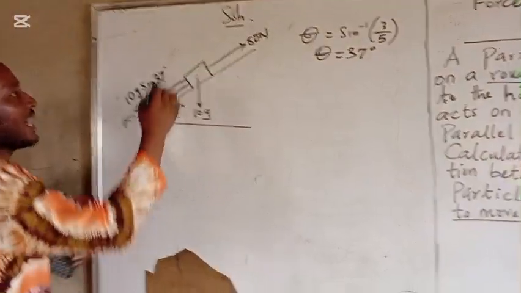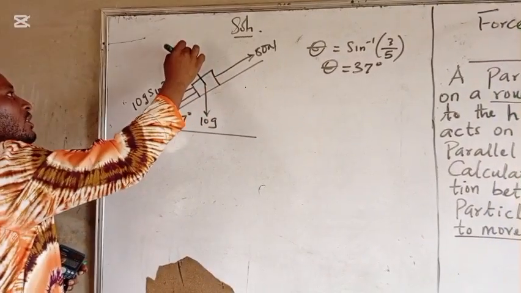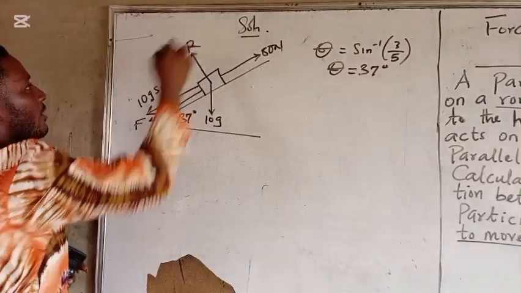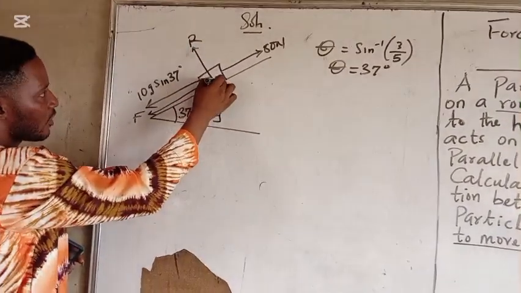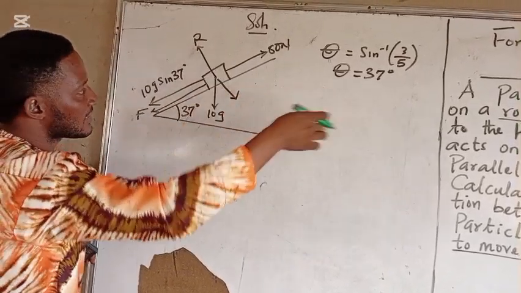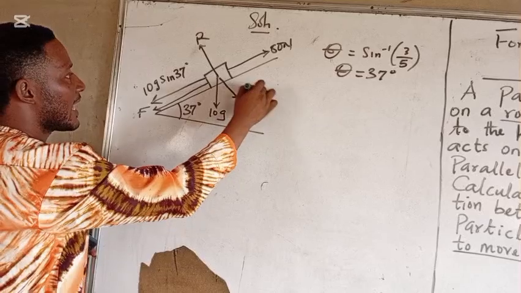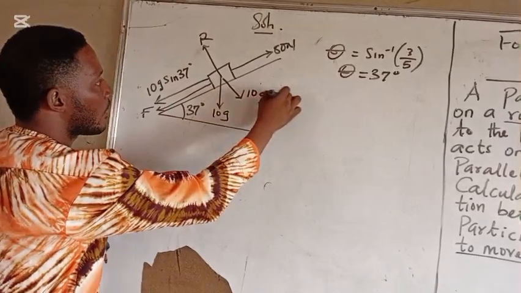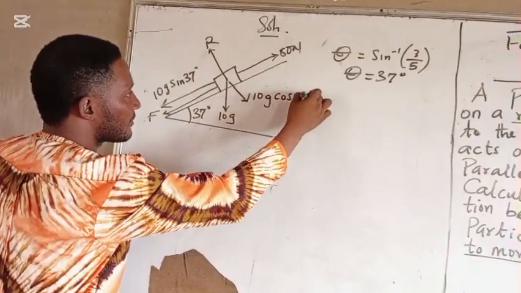Now, another thing we need to consider here is the normal reaction. Yes, the normal reaction R. And also the force that is acting opposite the direction of the normal reaction, which is mg cos theta. But then m is 10 kilograms, we have 10g cos theta, which is cos 37 degrees.